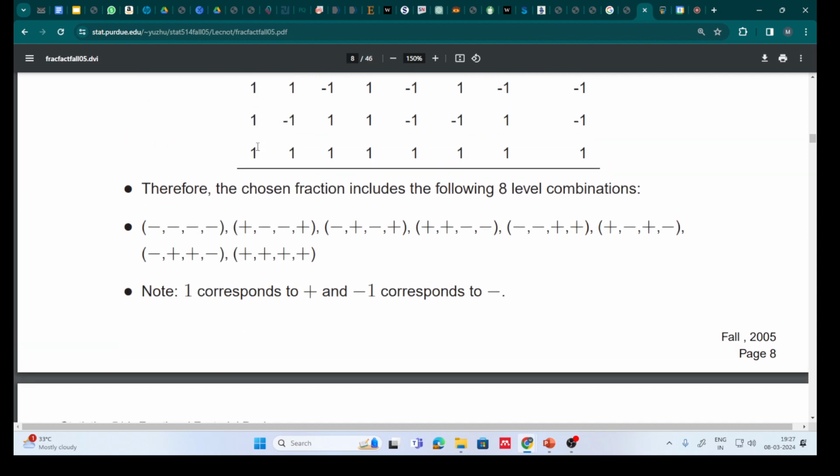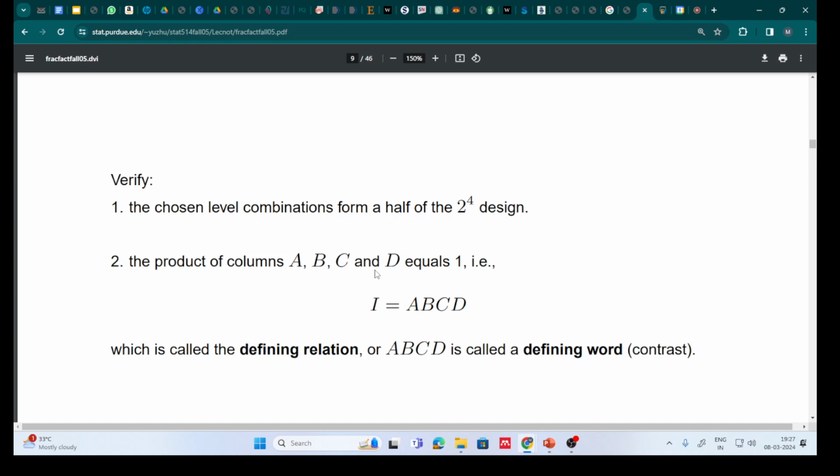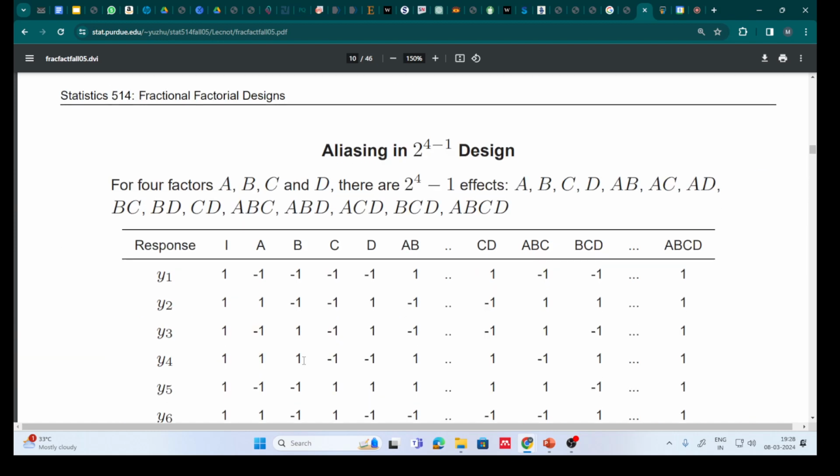So therefore, for the chosen factor levels, the following 8 level combinations, this one is the product of columns A, B, C, D. Let's say we have 4, so I will be ABCD, which is always equal to 1. That is what we call the defining relation, and that is the confounding effect.